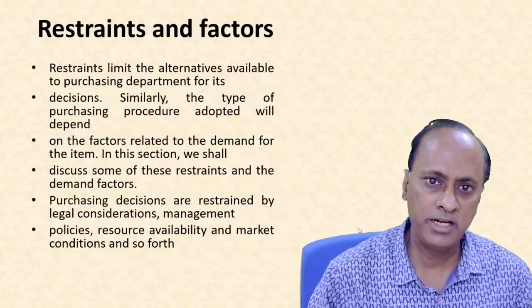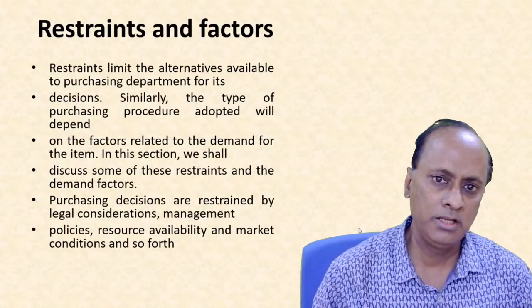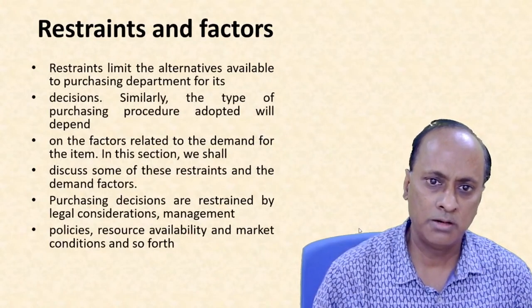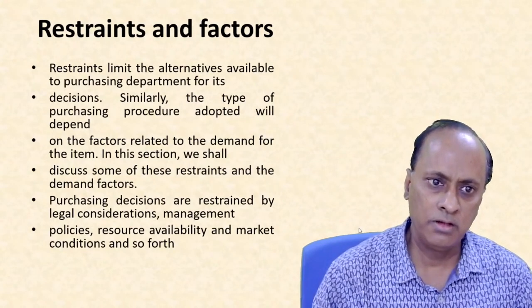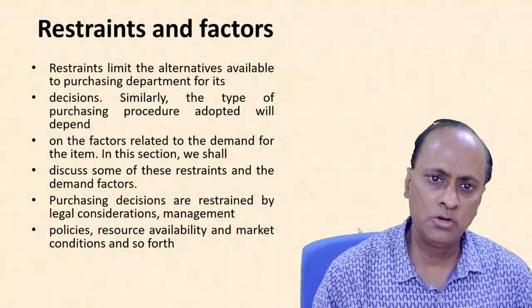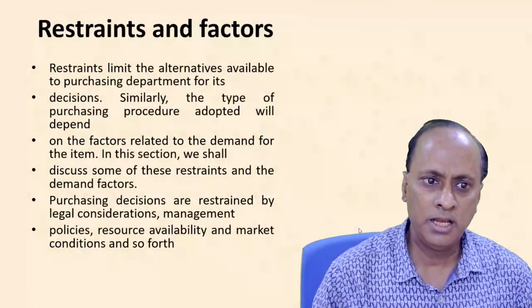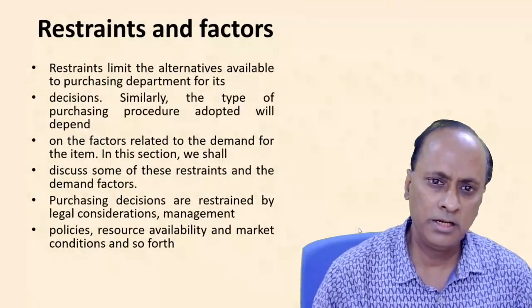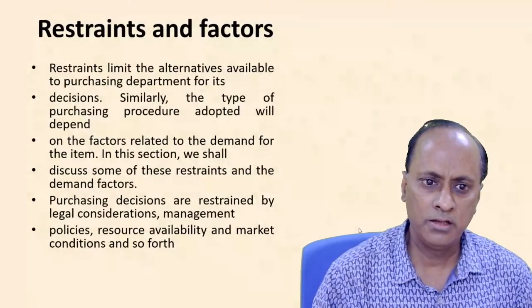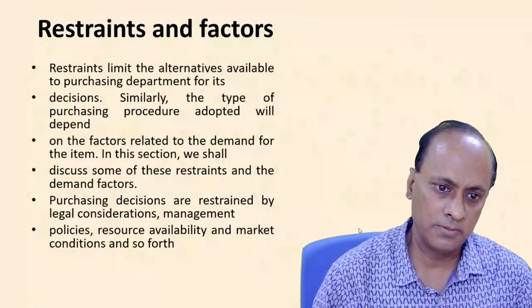Then come your restraints and factors. What do you mean by restraints? Restraints limit the alternatives available to the purchasing department for each decision. That means you don't have sufficient alternatives to purchase a product. Similarly, the type of purchasing procedure adopted will depend on the factors related to the demand for the item. In this section, we'll discuss some of these restraints and the demand factors.